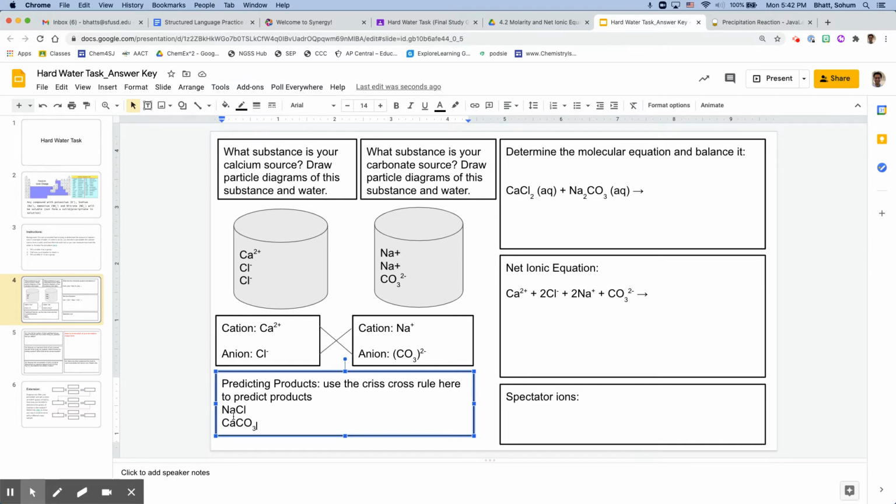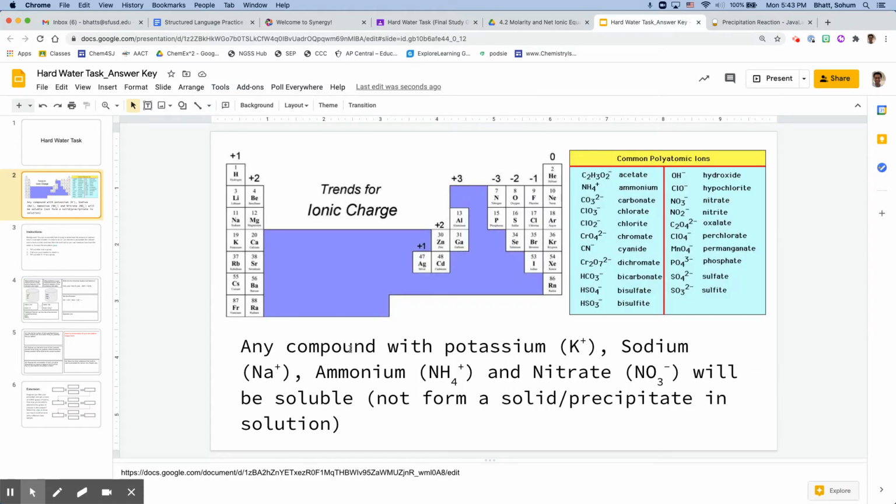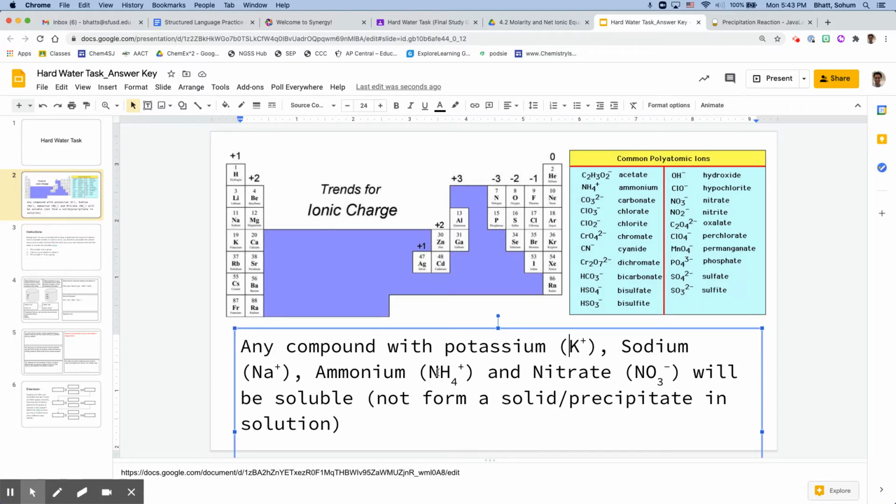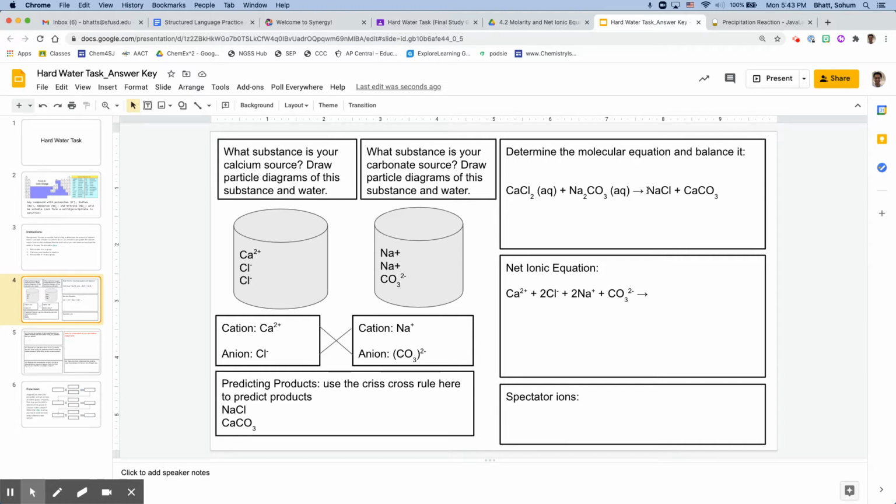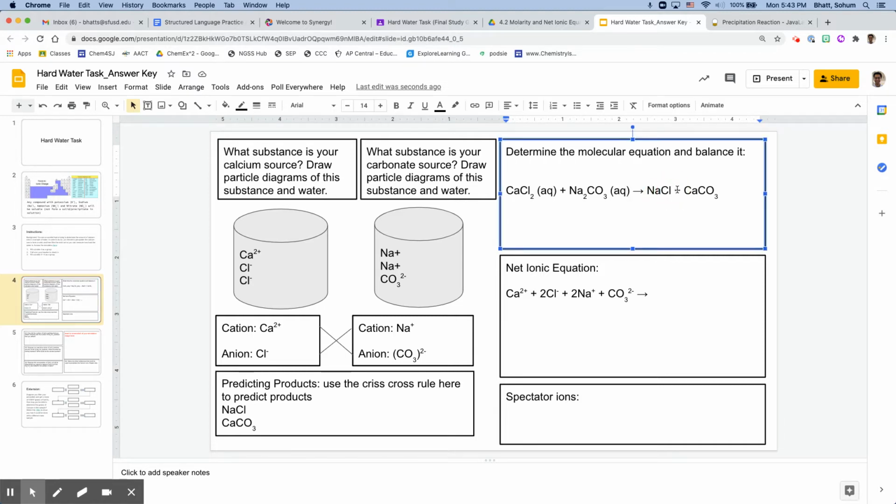So now these are my products. I'm going to write them both here. NaCl plus CaCO3. And now your job is to figure out what is the precipitate. And so I go back to my rule. And my rule says any compound that has potassium, sodium, ammonium, nitrate will be soluble. And that means it does not form a solid or a precipitate. And so if I go back to my drawing or my equation here, this has a sodium in it, and so it is not going to be my precipitate. So I'm going to label that with an aq, which means this substance right here has to be my precipitate.